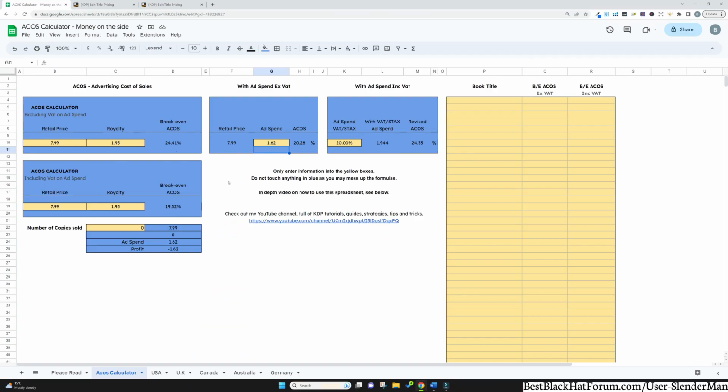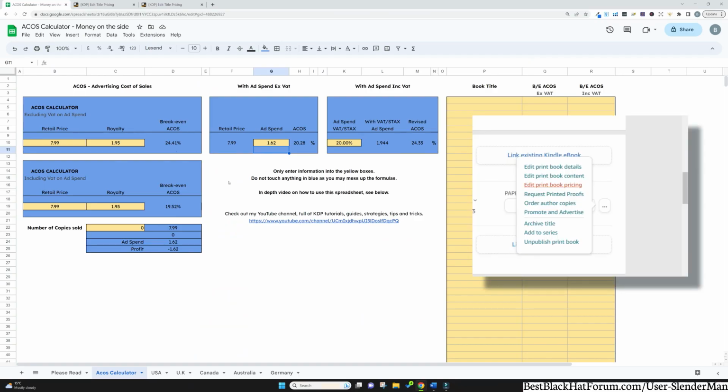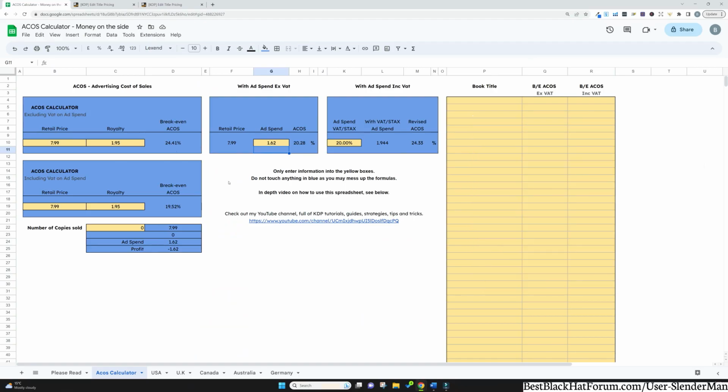Obviously, you can find your book pricing details by clicking on any book in your bookshelf, clicking on the three dots, and clicking on Edit Book Pricing. There you can see all of your royalties and your list prices, etc. So what you can do once you have found out this information is you can come over to this spreadsheet, work out your break-even ACOS, and then add it to this yellow list on the right. You can add the book title or other details that will help you distinguish the book. Then you can pop in your break-even ACOS, including and excluding the tax.